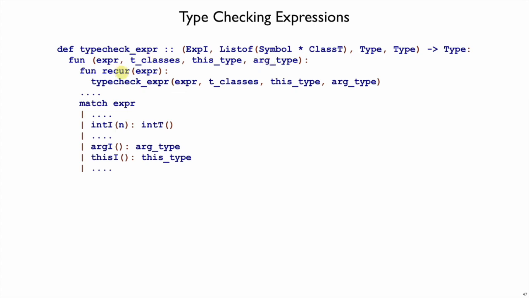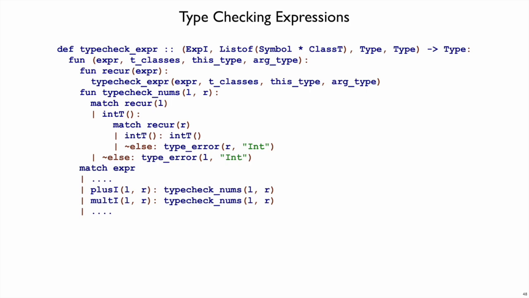It'll be handy to have a recur function to just call typecheckedexpr on some expression with the same last three arguments. In the case of an integer expression, then of course the type is just empty. If we have the word arg inside of method, then we were given as an argument here the type of arg, and the same for this. We're given this type. So those are all straightforward.